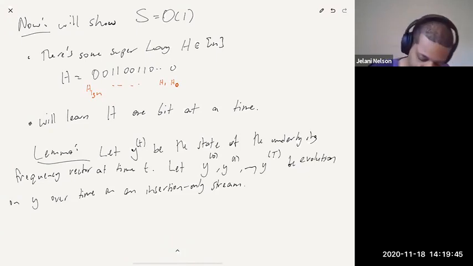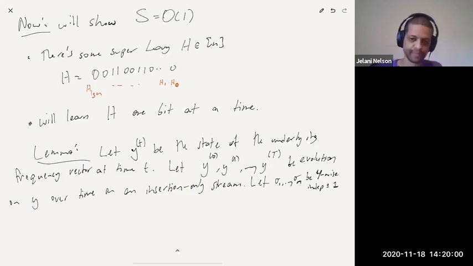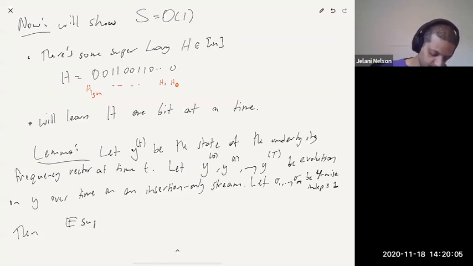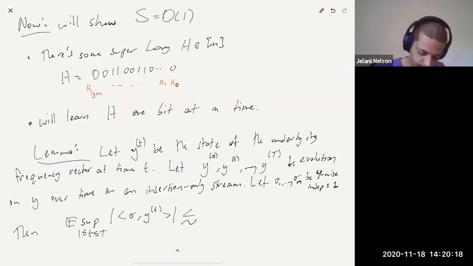Okay. Now, let sigma_1 up to sigma_n be independent plus or minus 1 random variables. Then, if you look at the expectation of the supremum over all time of the absolute value of the dot product of sigma with y_t, this is at most, up to a constant factor, the L2 norm of the final vector.